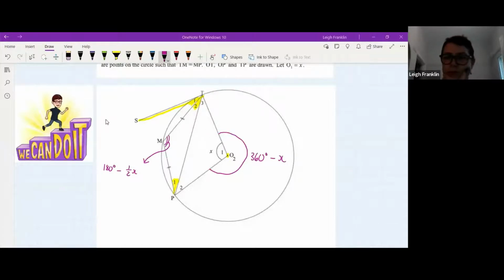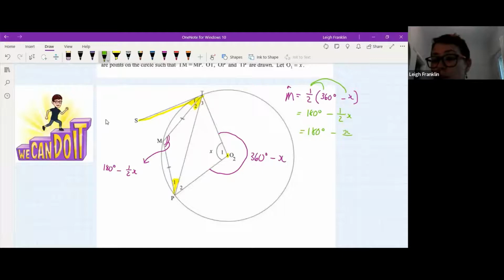Ma'am, couldn't you have just said M is equal to half of 360 minus X? Absolutely. So if you want to, you could do this. You would say M is equal to half of 360 minus X. And then in grade 8, do you remember how we expanded brackets, where we multiplied the factor on the outside with the first term and the factor on the outside with the second term? So a half times 360 is 360 divided by 2, which gives us 180. And then a half times minus X would give us minus half X. I suppose the other way that we could write that is minus X over 2. That would also be acceptable in this case.